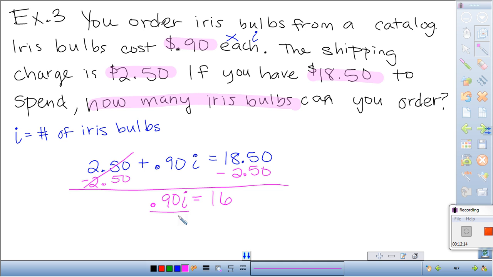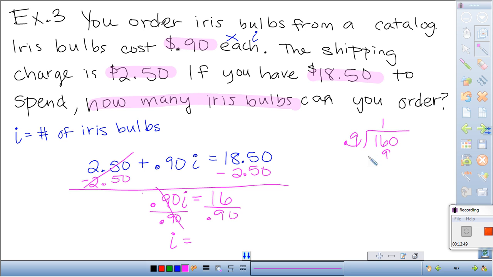And then we have to divide both sides by 90/100. So 90/100 divided by 90/100 is 1, which leaves us with I. I equals 16 divided by 90/100. So we can go off to the side to do this. 16 divided by 90/100. We have to get rid of the decimal, so we move it one place. Do the same thing here. So we get 160. 9 goes into 160 how many times? 9 goes into 16 one time.